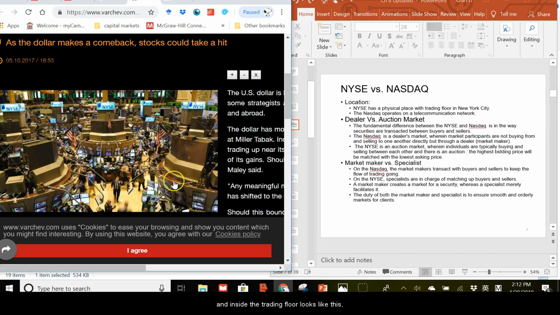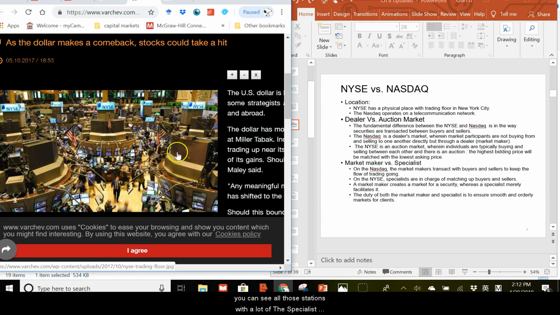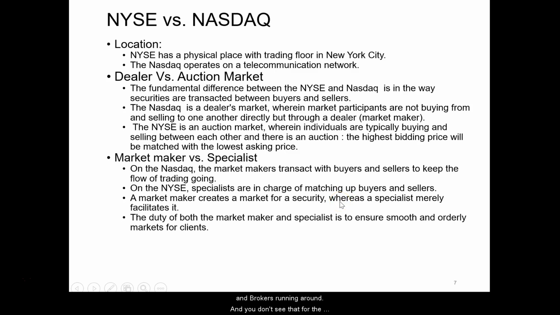And inside, the trading floor looks like this. You can see all those stations with a lot of the specialists and brokers running around. And you don't see that for the NASDAQ because NASDAQ is operated on a telecommunication network. There is no physical trading floor for the NASDAQ market. And then how the transactions happen in those two markets are also different.